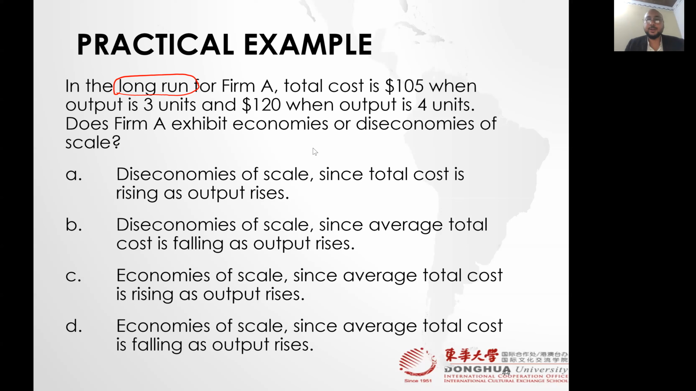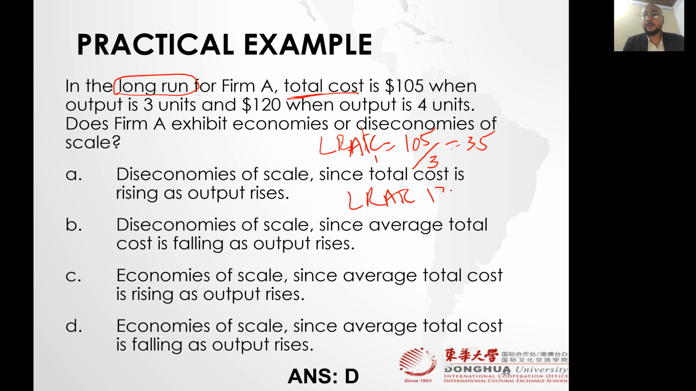Okay, let's see the answer. Answer here is D. Why? Because this is total cost. And we base our discussion on long run average cost. So long run average total cost: 105 divided by 3, answer is 35. Long run average total cost: 120 divided by 4, answer is 30.